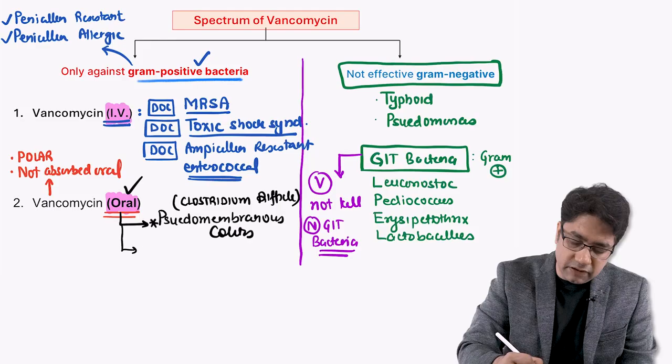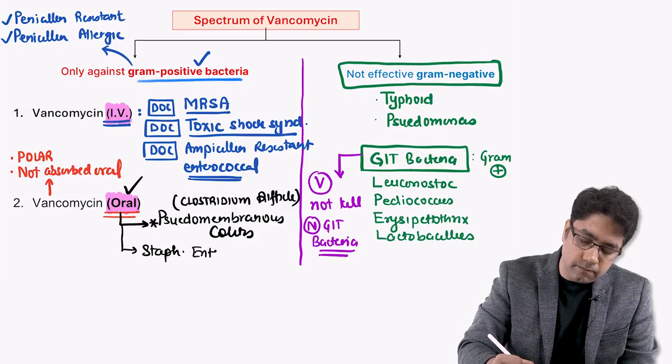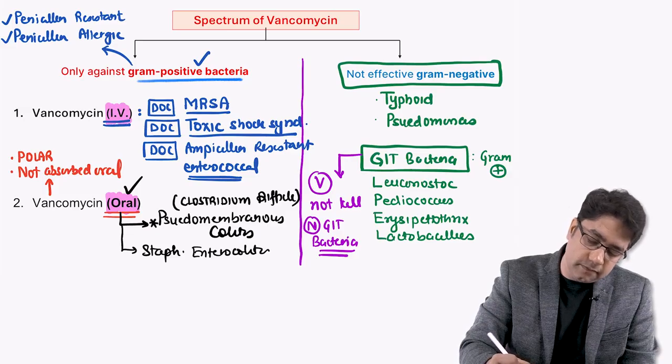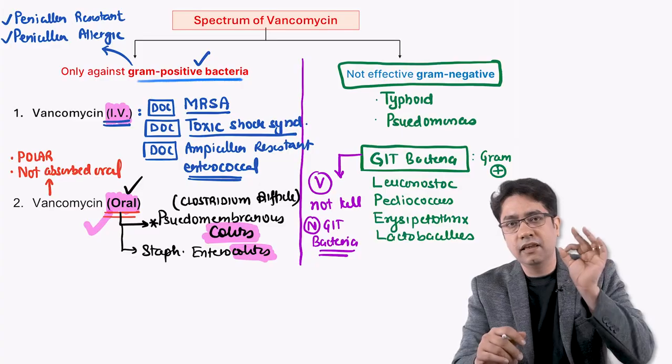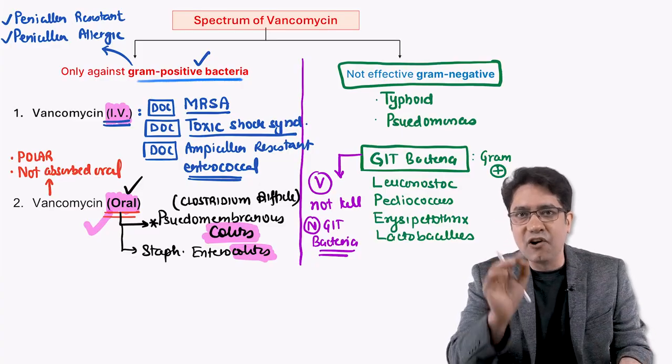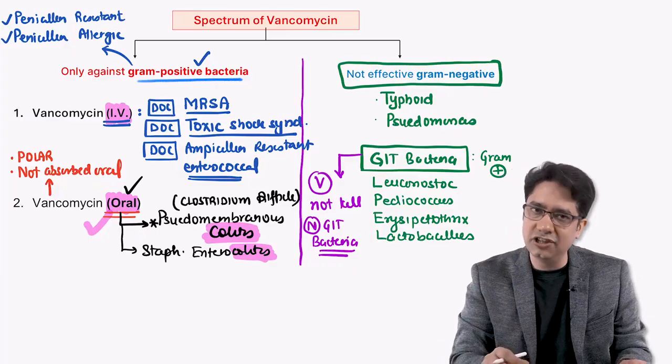Similarly, it is also given for treatment of Staphylococcus enterocolitis. So how can we remember? You can see the colitis word is coming in both of them. If the colitis word comes, give oral vancomycin. Although it will not get absorbed from the GIT, it will kill this bacteria in the GIT.